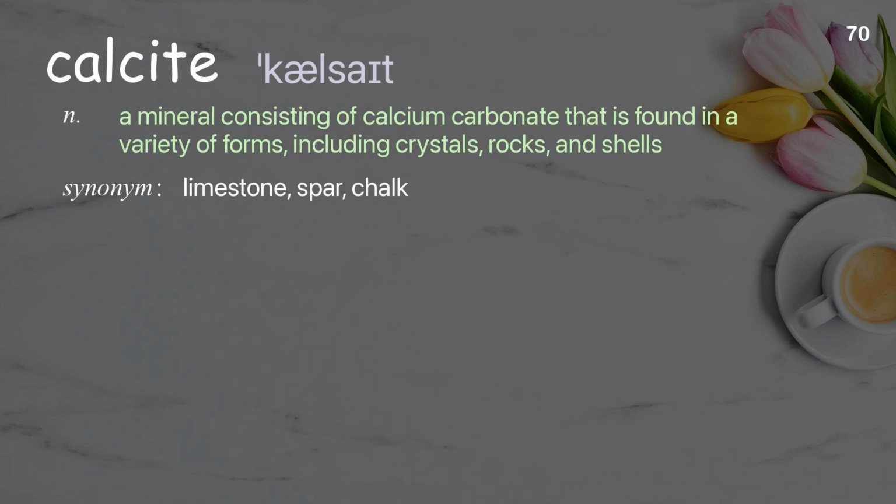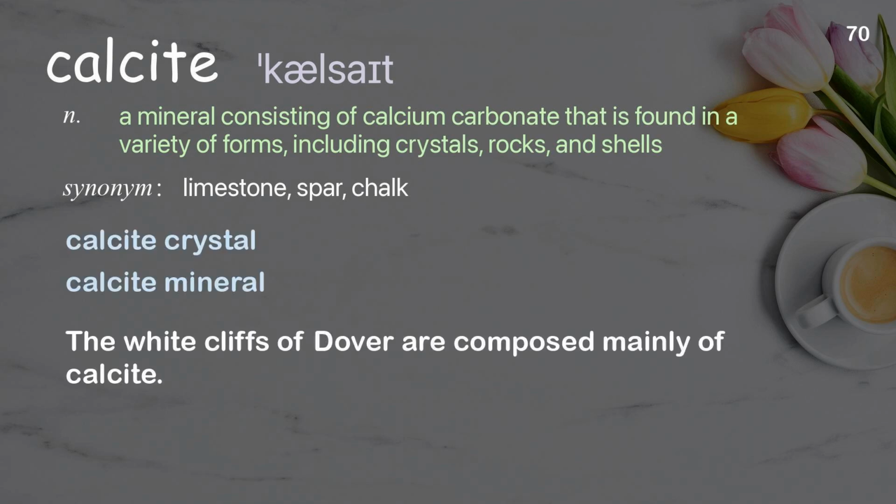Calcite. A mineral consisting of calcium carbonate that is found in a variety of forms, including crystals, rocks, and shells. Examples. Calcite crystal. Calcite mineral. The White Cliffs of Dover are composed mainly of calcite.